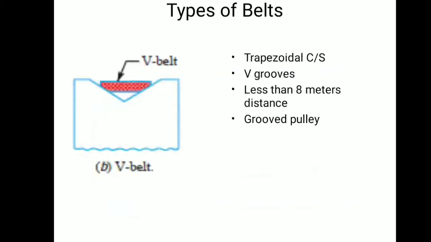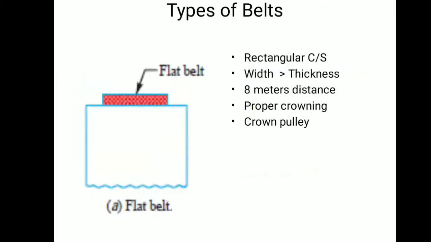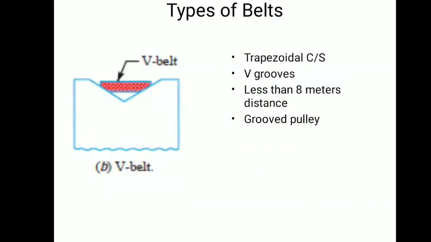Okay, next type is V belt drive. Generally it has a V shape, trapezoidal cross section, and it has a V groove, correct, and generally it can be used for a distance less than 8 meter. This is the condition, and it is also called a grooved pulley, correct, because earlier we saw the flat belt, these belts are generally situated on the pulley and are flat, but here the grooves are required, so we also call this a grooved pulley.